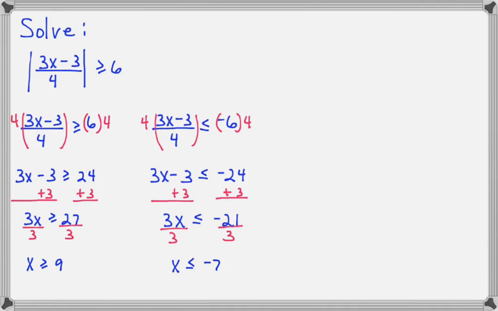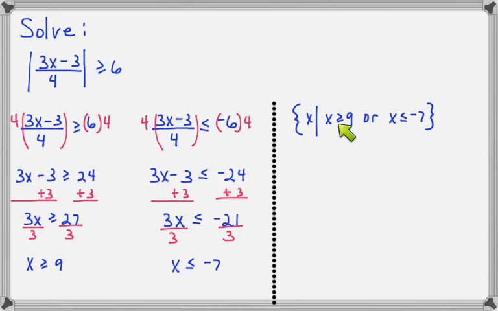Now notice that there's no number that can do both at the same time. So what we're saying here is that any number that fulfills either requirement is part of the solution. So anything where x is greater than or equal to 9 or anything where x is less than or equal to negative 7 will be part of the solution. If you think about it, you can't find a number that would do both.